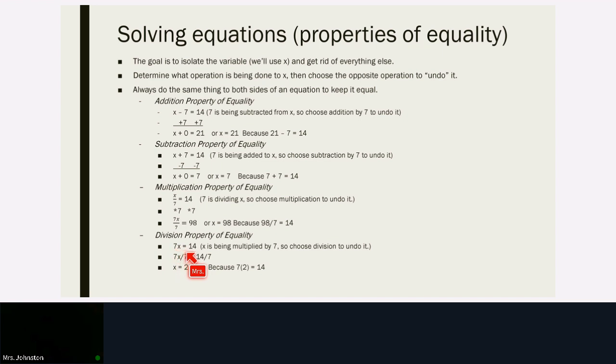If you see that x is being multiplied by a number, use the opposite operation, which is division by that same number. Those values will cancel out on the left, and also the number on the right will adjust in the same way. They're called properties of equality because you have to do them to both sides to keep the equation equal.